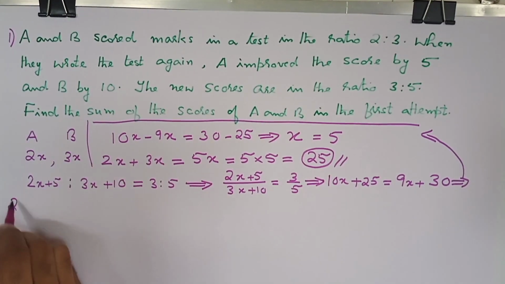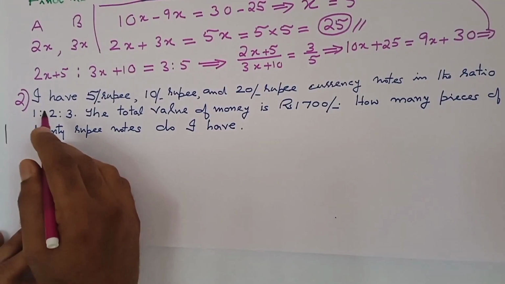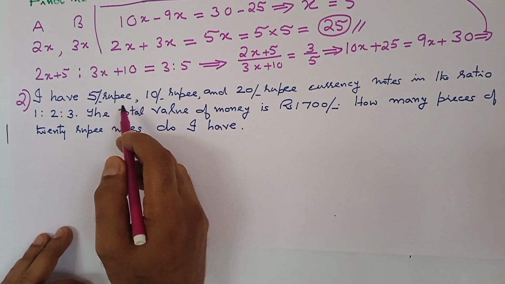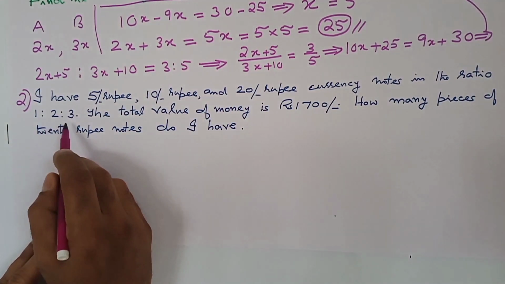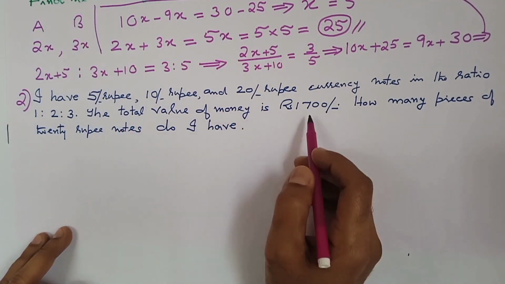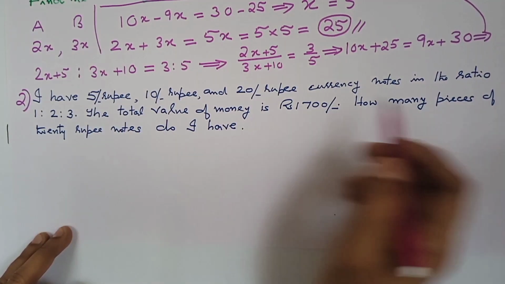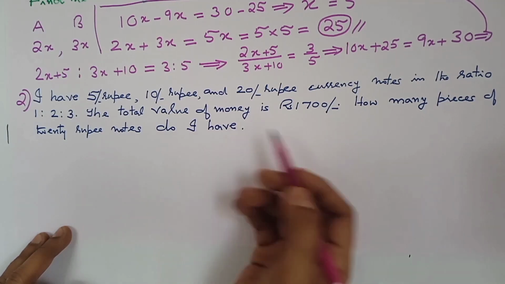Now we will do one more problem. Let me read out the question. I have 5 rupee, 10 rupee and 20 rupee currency notes in the ratio 1:2:3. The total value of money is 1700 rupees. How many pieces of 20 rupee notes do I have?